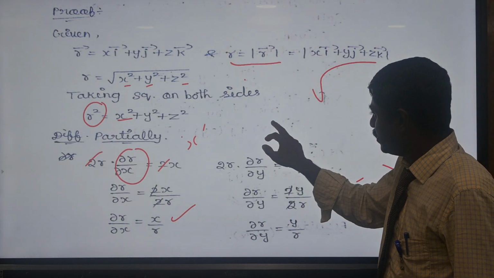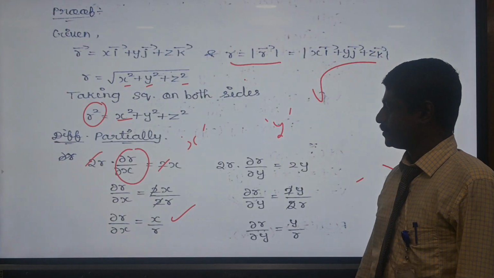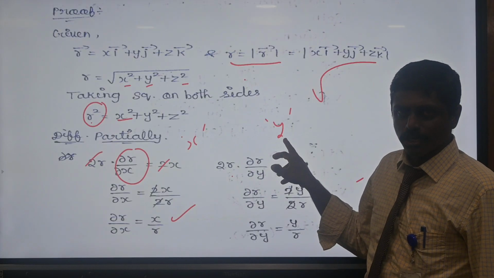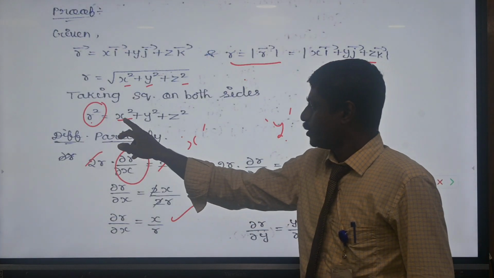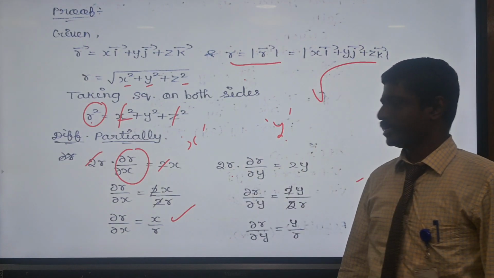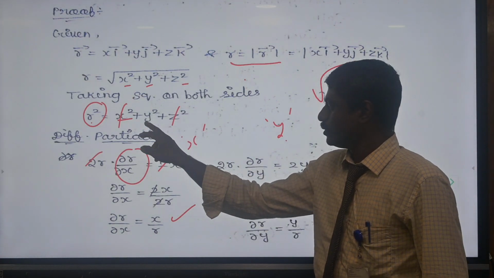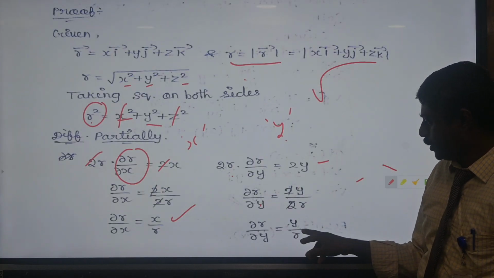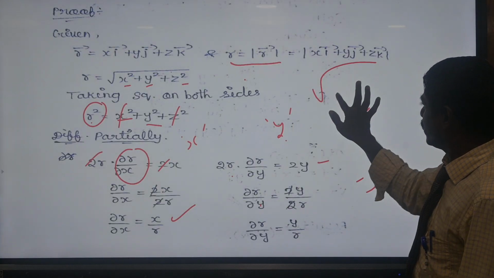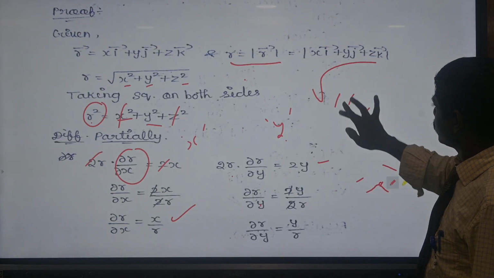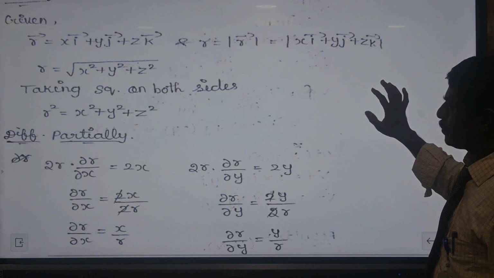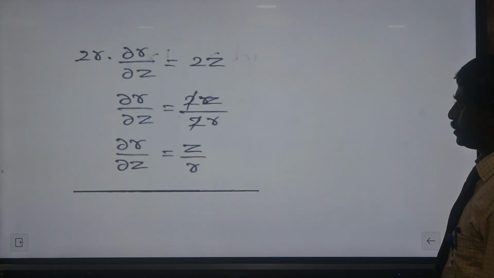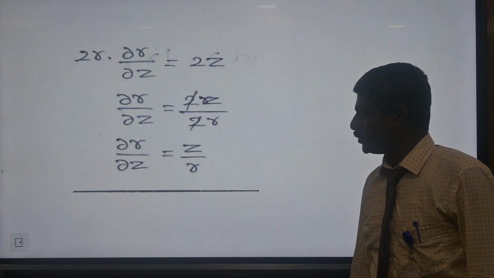Similarly, differentiate partially with respect to y. Again on the left hand side you come to r, so with respect to y, dou r by dou y. X squared and z squared are constants, so they become 0. Differentiation of y squared equals 2y, so 2 will get cancelled, and dou r by dou y equals y by r. Similarly, dou r by dou z equal to z by r.